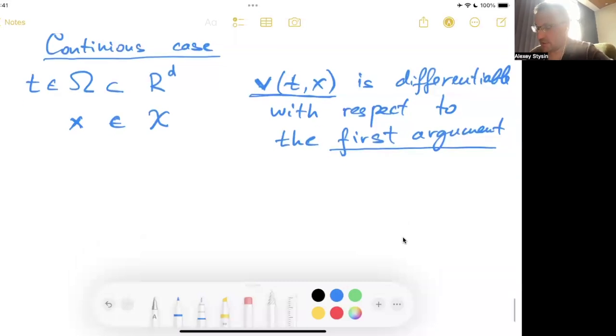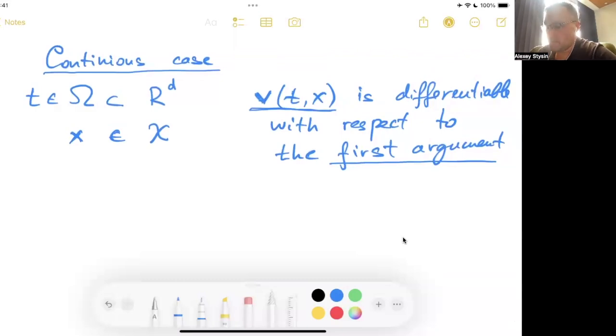So let's address that. In the continuous case, we are going to assume that the set of types is a subset, probably a convex subset, or a nice subset of the vector space of dimension D. But we are not going to use any additional assumptions on the set of possible outcomes. So this could be a discrete set, it could be a continuous set, doesn't really matter.